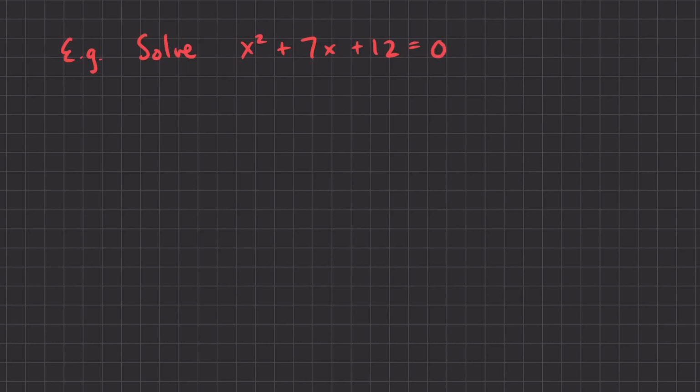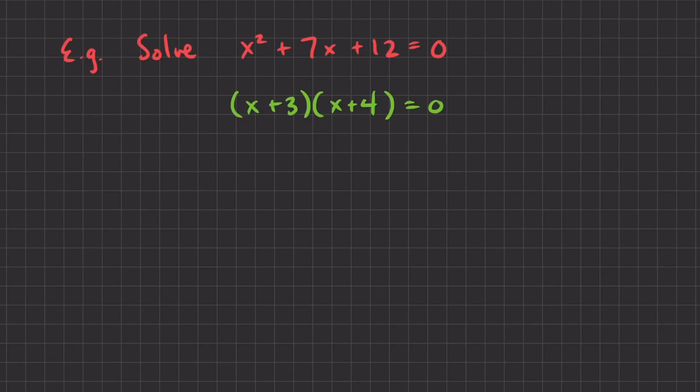So let's say that we've been asked to solve x squared plus 7x plus 12. I think a lot of us can already see that this is actually equal to x plus 3 times x plus 4. And on the right, we don't do anything. It's still just equal to 0. So this one is easily factorable.